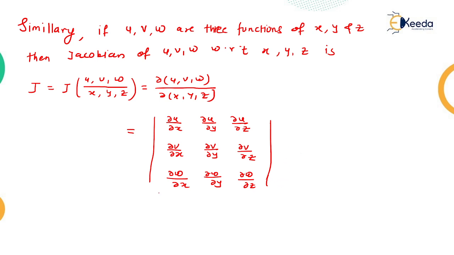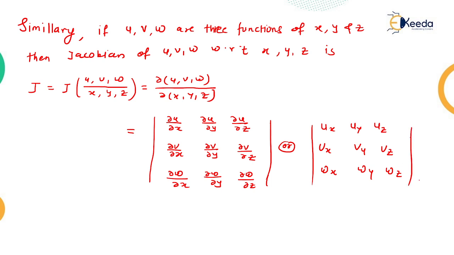Also there is another notation. You have to just write it in short form: in the first row the derivatives of u, that is ux, uy, uz, next here vx, vy, vz, and next one is wx, wy and wz. Right, this is all about the definition of Jacobian. I hope you understand this.